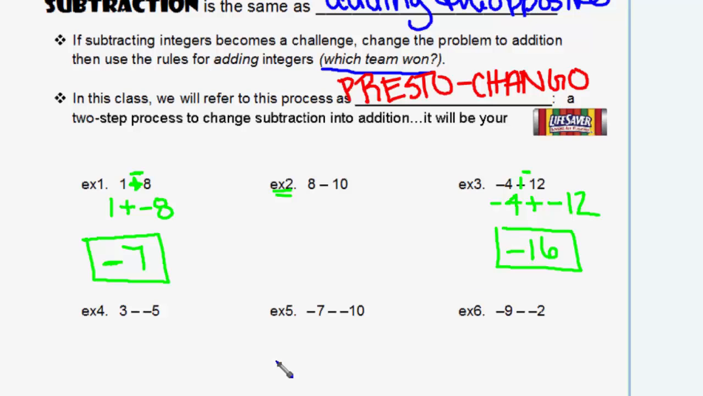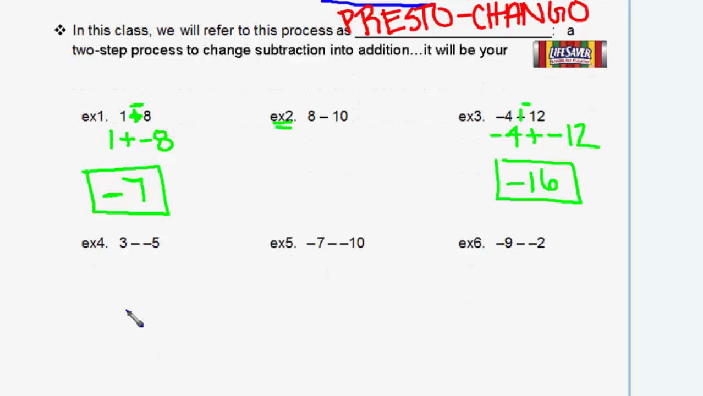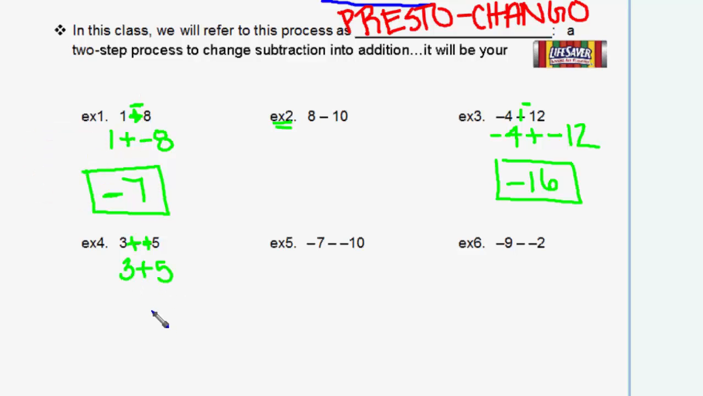Okay? All right, now these down here are a little crazier because look, we have two negatives right next to each other. What this says is 3 minus a negative 5. So Presto Changeo, your lifesaver, is going to be very helpful whenever you see this. So I'm going to add the opposite. So really, what this says is 3 plus 5, which is a no-brainer, is just 8.